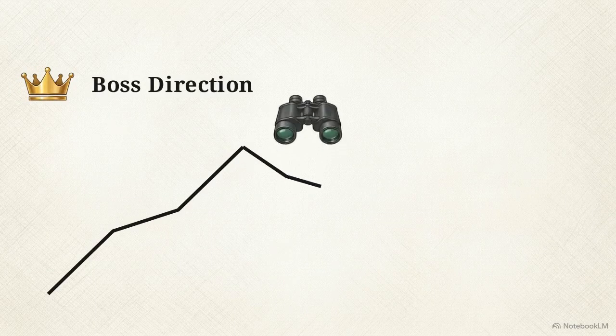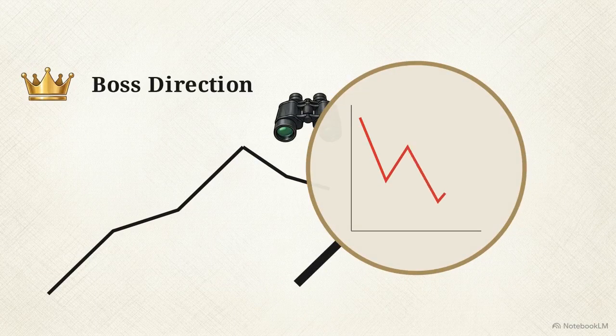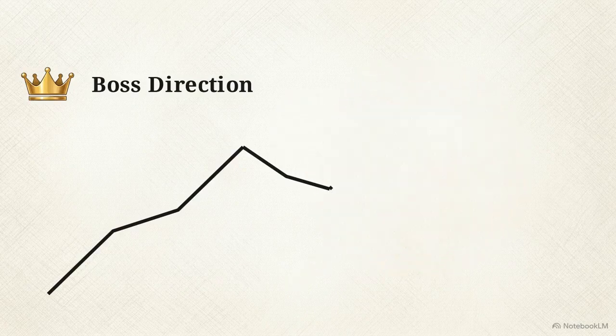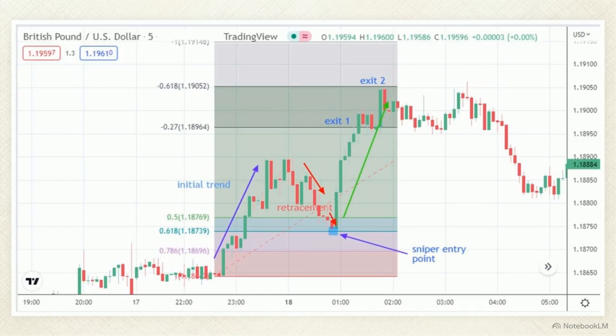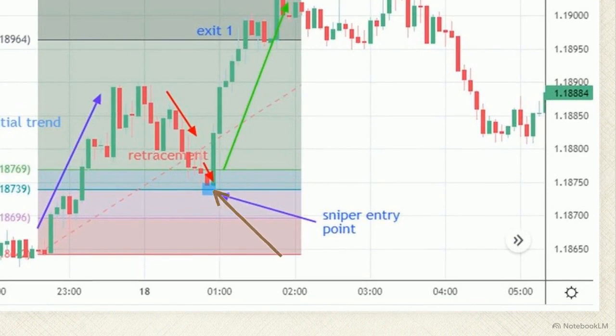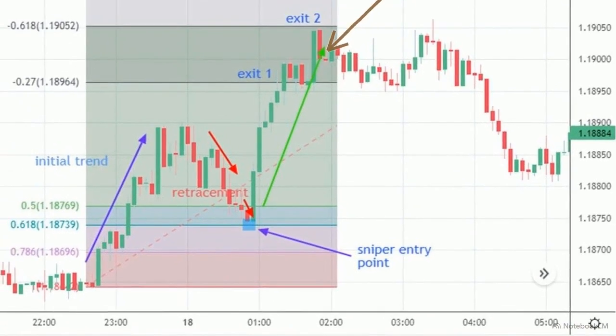Waiting for this alignment protects you from a very specific trap. It ensures you don't mistake a temporary pullback on the big chart for a brand new trend on the small chart. This 5-minute chart shows what happens when everything lines up. Step 4 is dropping down to the street view, right at the bottom of the retracement structure at this blue sniper entry point. You execute your entry just as price resumes its initial upward trajectory.